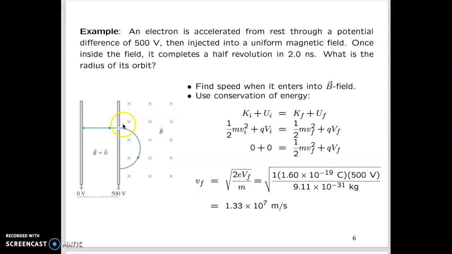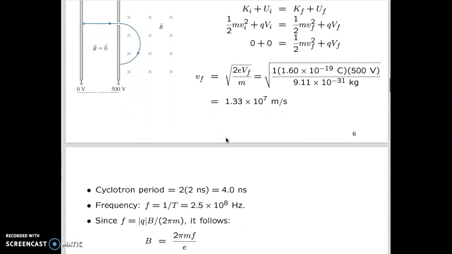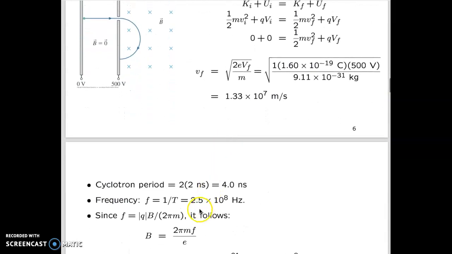And it makes this half revolution in 2 nanoseconds. Okay, if it makes a half revolution in 2 nanoseconds, then that means the full period for circular motion, if it was able to go in circular motion, would be twice that, right? Because 2 semicircles make a full circle. So that would be 4 nanoseconds. The frequency of the circular motion, if it were able to continue going in a circle, would be the reciprocal of the period, so this number of hertz.